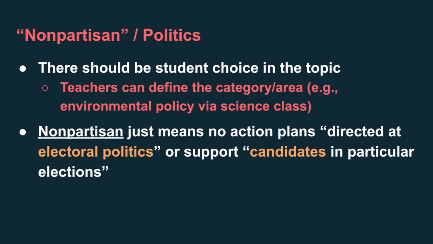DESE is very firm about this. Teachers can define the category or area. For example, if you are teaching a science class and the civics project is embedded in the science class, you might want to give it a science theme. So you might be learning about environmental policy, so it has to do with the environment in some way. It has to advance environmental justice, and that is a big umbrella. Students then choose what they want to do for their project, or a subtopic of that.